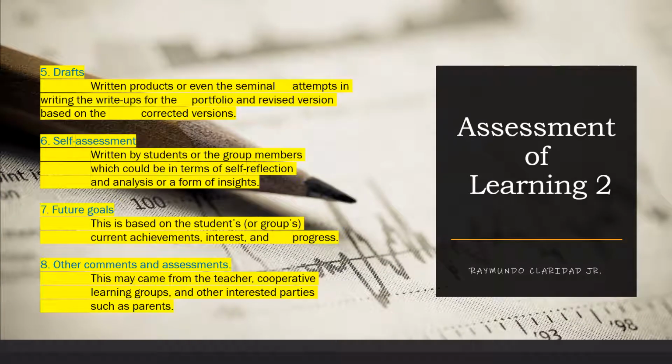And the fifth element is the draft, which are written products or even the seminal attempts in writing the write-ups for the portfolio and revised versions based on the corrected versions. And number 6 is self-assessment. These are written by students or the group members, which could be in terms of self-reflection and analysis or a form of insights. Number 7 is future goals. This is based on the student's or group's current achievements, interest, and progress. And number 8, other comments and assessment. This may come from the teacher, the cooperative learning groups, and other interested parties such as parents.